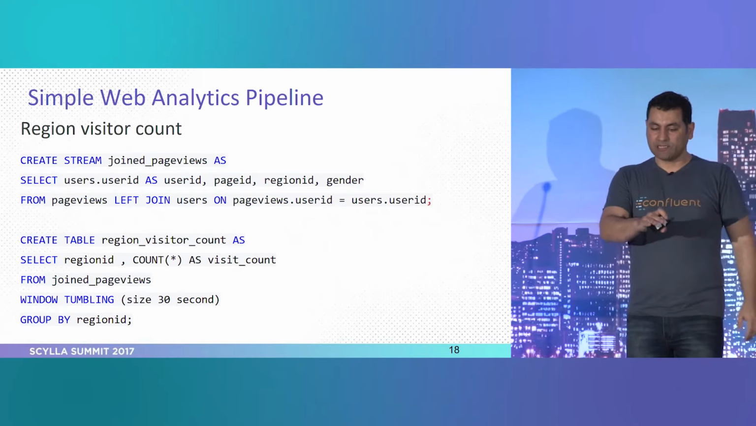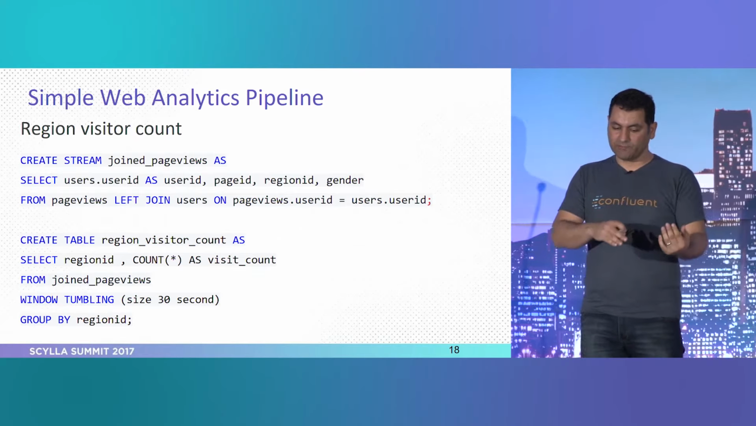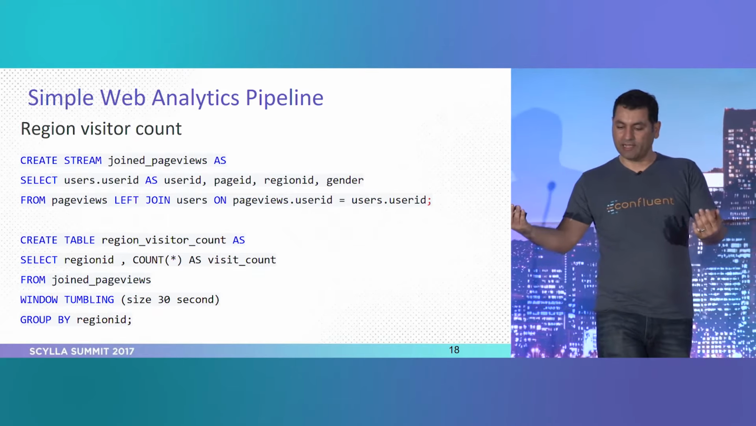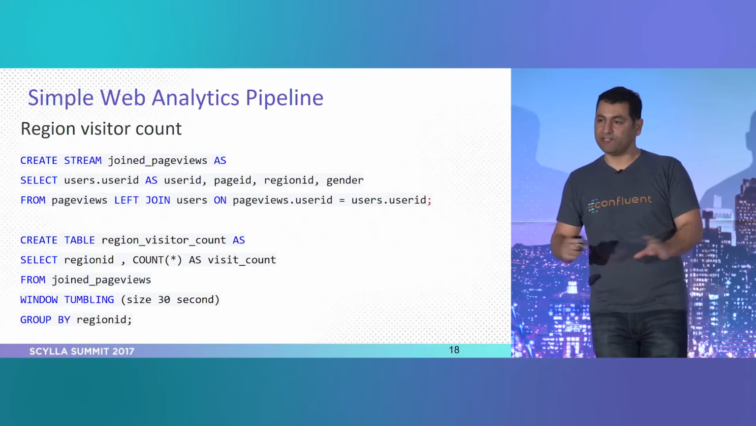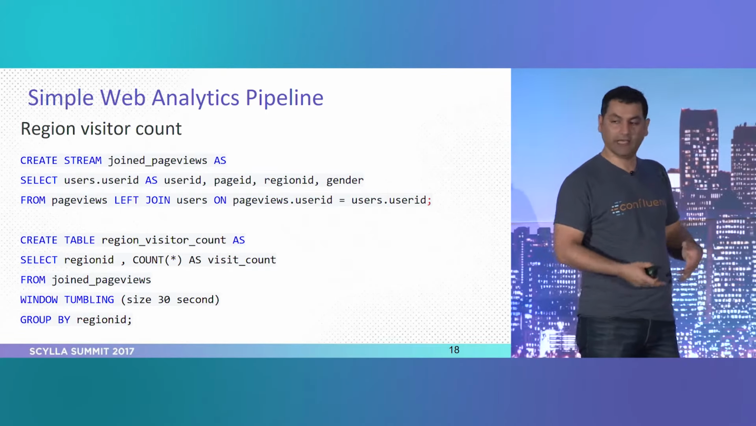And I'm going to select user ID and page ID, region ID, and gender from the page view and join it with the user. And that's the join criteria. Very simple. As you see, you can literally write simple SQL-like code, and you're done.